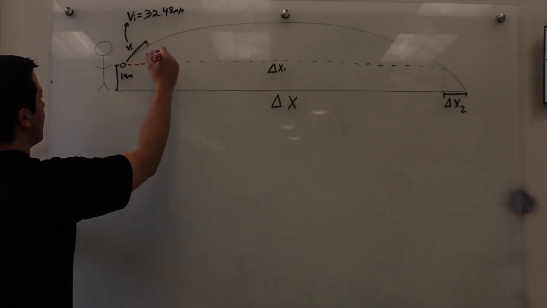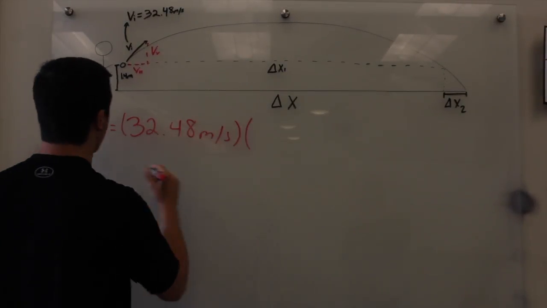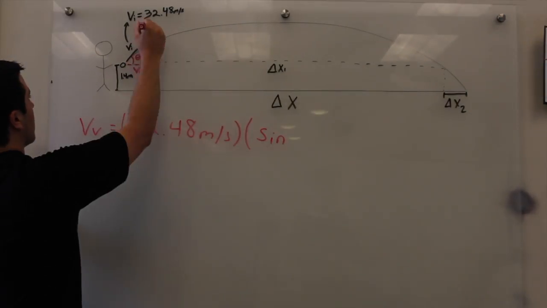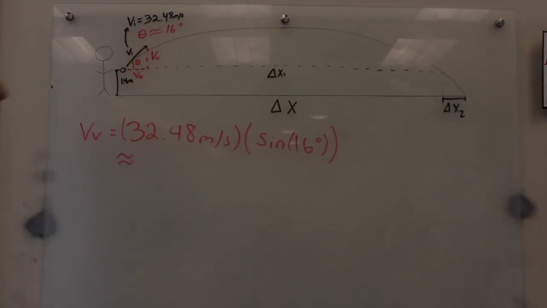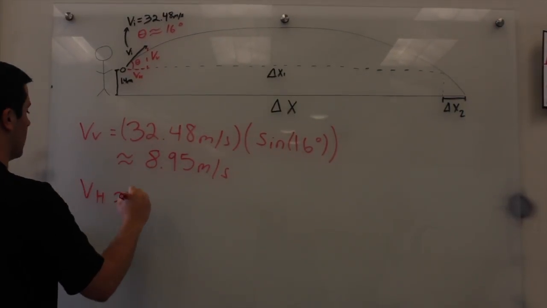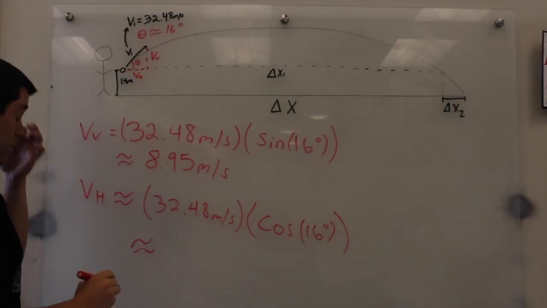So right now we're going to try and break up our initial velocity into its component form. For vertical velocity, we're going to use the trig function sine, and when we do that, we end up with about 9 meters per second. And then we're going to find the horizontal component of our velocity, and for that we're going to use cosine. That should give us about 31 meters per second.